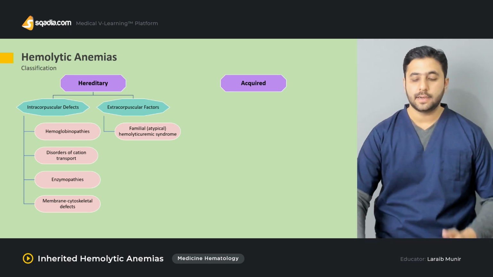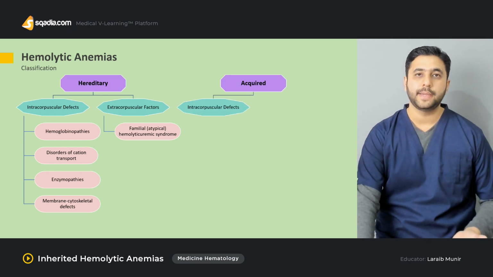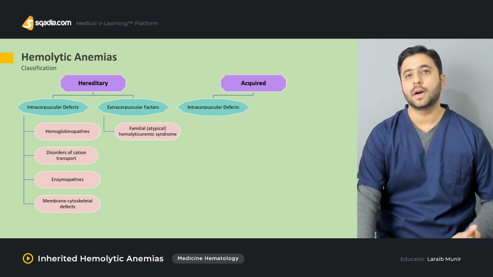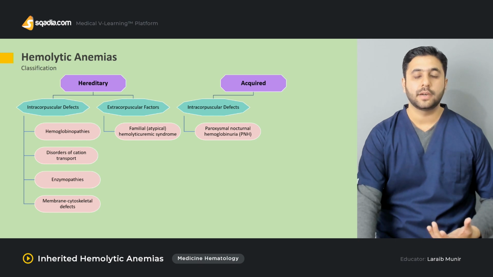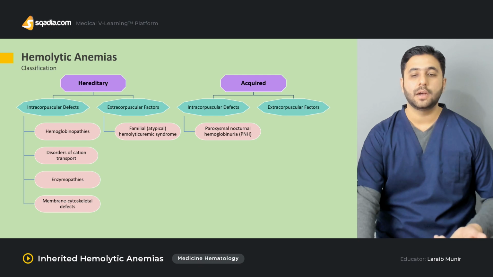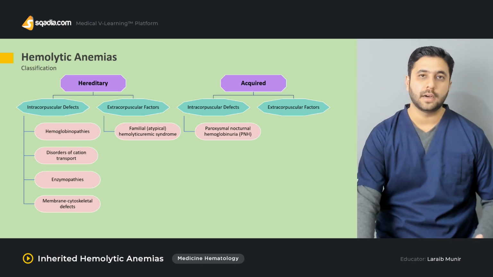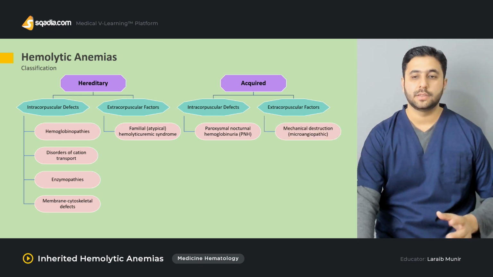On the other side, on the acquired side of anemias, there can also be an intrinsic defect or intracorpuscular defect that is within the RBCs. In this, the important one to understand is paroxysmal nocturnal hemoglobinuria, which we abbreviate as PNH. Or there is a whole list of extracorpuscular defects in which factors outside the RBC lead to the destruction of the RBCs within the vessels.